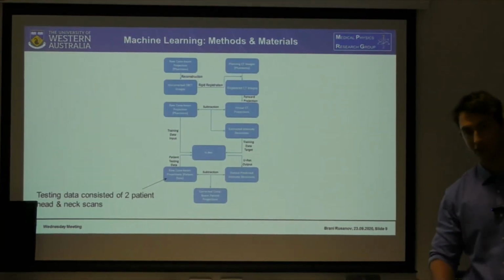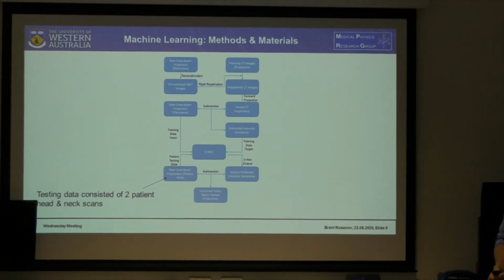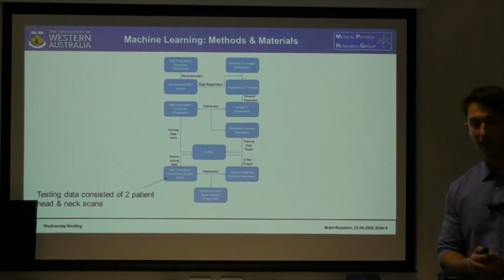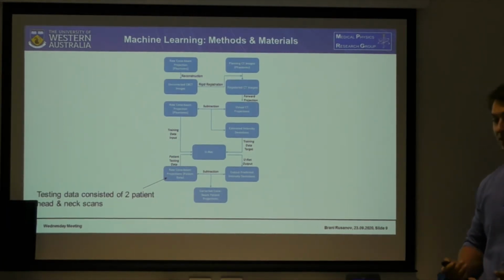Okay, now moving on to the machine learning aspect of this project. So there are a lot of similarities with the a priori method I just discussed, but also some stark differences. So once again, we begin with our phantom data. We take a cone beam CT as well as a planning CT of the phantoms. We reconstruct the cone beam CT, and we use that to rigidly register the CT so that we are working in the same coordinate system just as before.